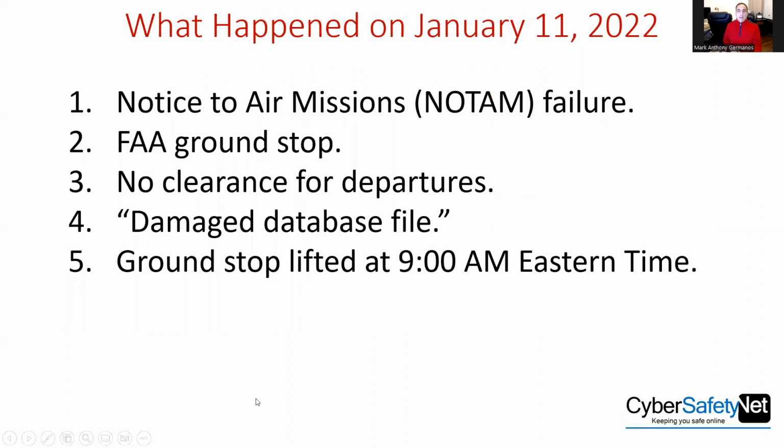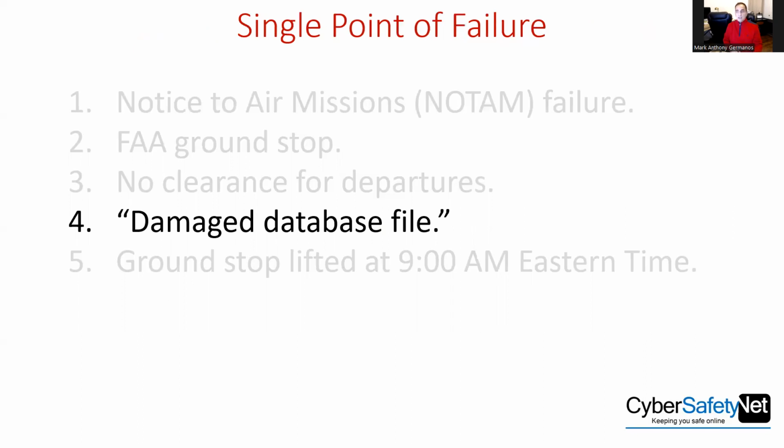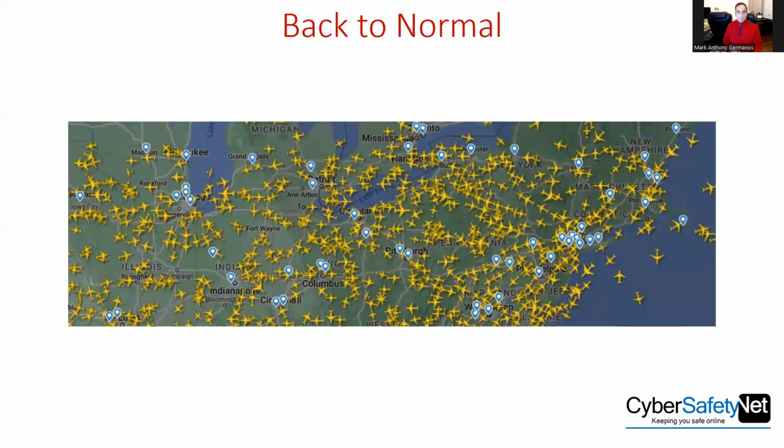And the database is called NOTAMs, or Notice to Air Missions. And since pilots could not get the information they needed, the FAA blocked all departures. We call this a ground stop. They determined that a database was corrupted, and the solution was restart the server that housed that database. And that worked. It got the database up and running, and the FAA canceled the ground stop at 9 a.m. Eastern Time on Wednesday. Then pilots were able to take off, and then air travel was able to get back to what we usually see.